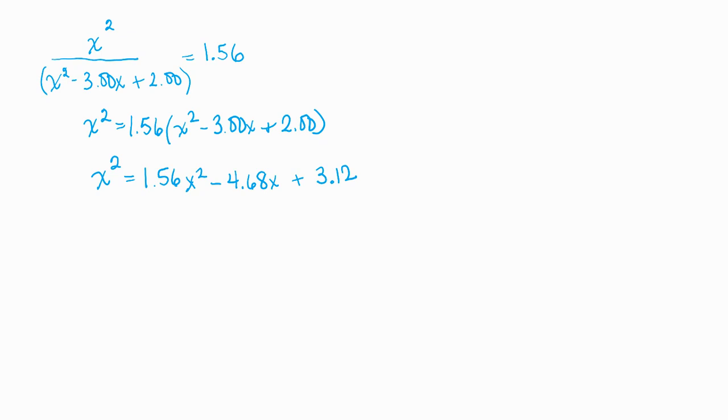At this point, we need an equation that will deal with these squared terms in this format. And the way we solve this is to set this equal to 0. To finish that off, I'm going to have to subtract 1x from both sides. So I'm going to get 0 equals 0.56x squared minus 4.68x plus 3.12.